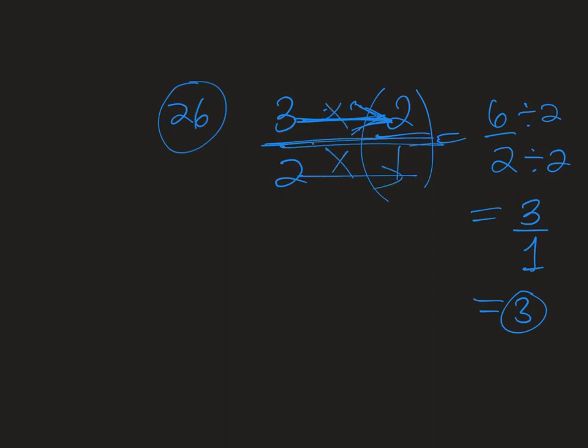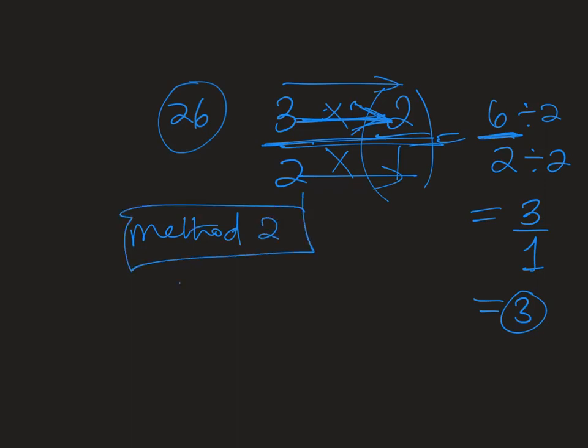You could just multiply across. And that gives you the next set of numbers. But the other way I could have done number 26, let's call this method 2, and you can tell me what you think about the second method, where you have 3 over 2 times 2 over 1. These can cancel right away.